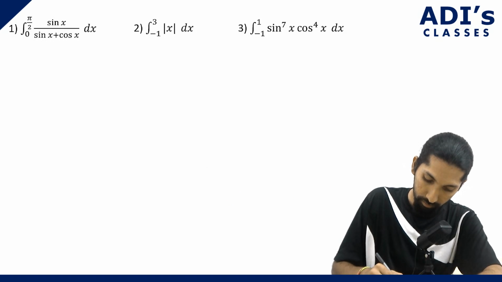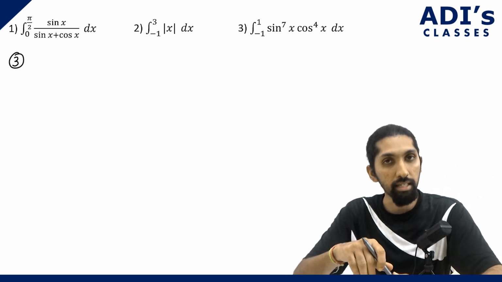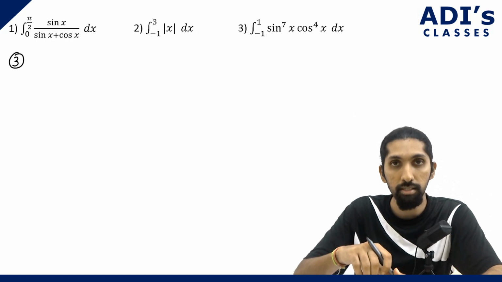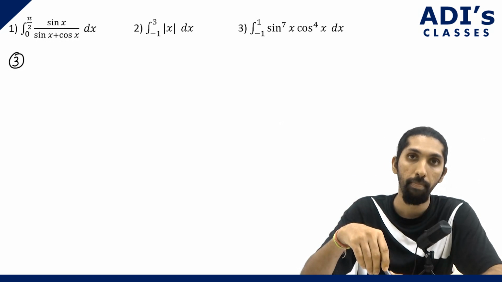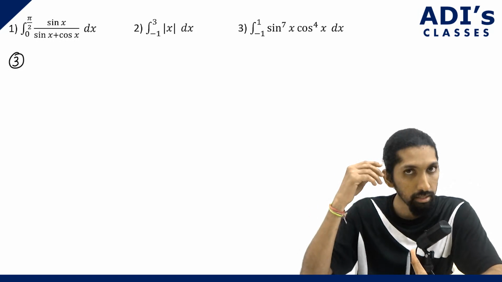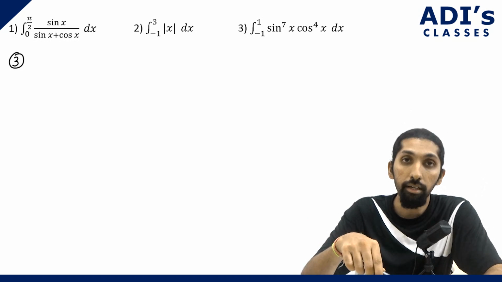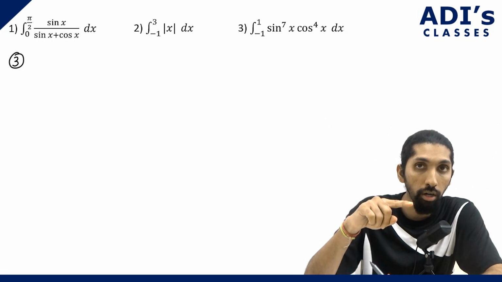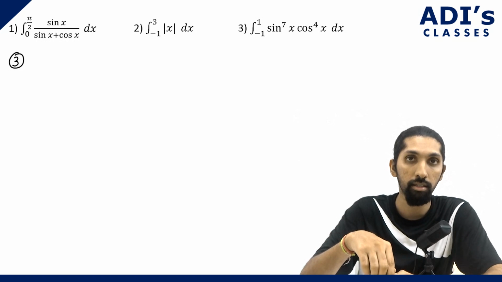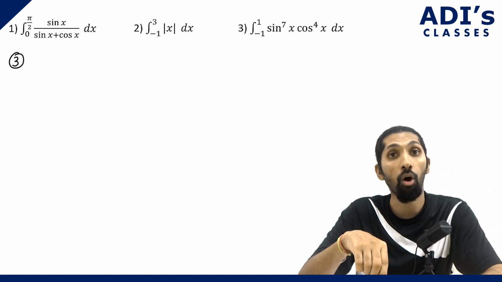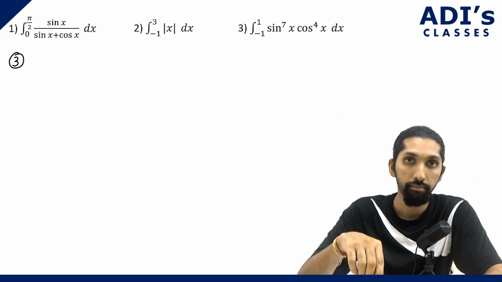See the third one, -1 to 1. I think this is very easy, you can identify which property to use, isn't it? Because there is only one property which has minus a to a. If you use that, easily you will get the answer. But before that, you need to see, is the function odd or even? Because only if it's even do we need to do the integration. Otherwise, if it's an odd function, what is the answer? 0. So in one line you will get the answer, correct?